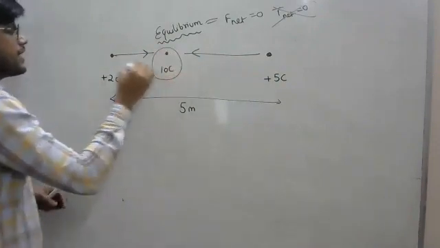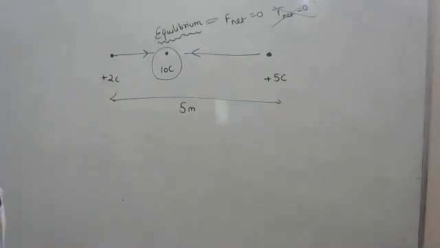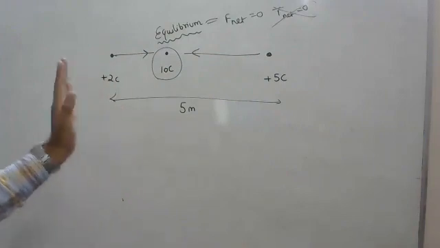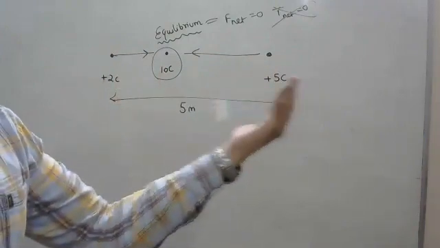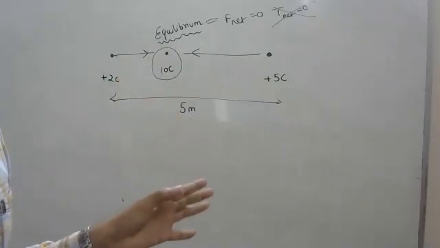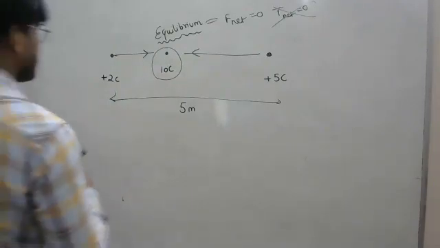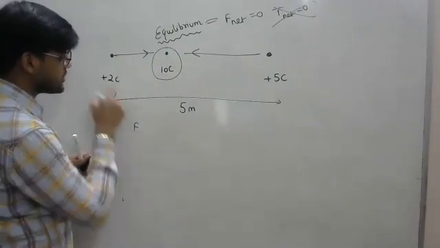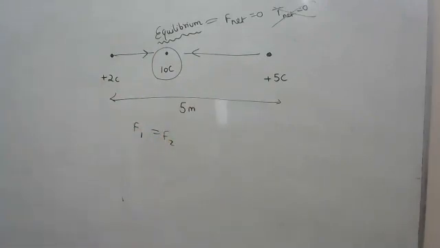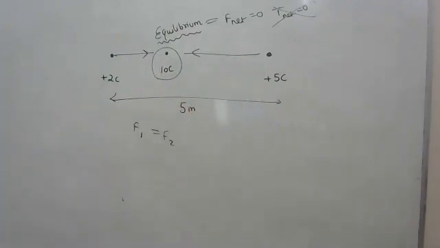आपको इस 10 कूलम की ऐसी पोजीशन फाइंड करनी है between these two charges so that overall the net force becomes 0. 2 कूलम और इनके बीच में जो फोर्स है और इनके बीच में जो फोर्स है अगर वो इक्वल हो जाता है and they are already opposite, so it will cancel out each other and the 10 coulomb will be in equilibrium position, it won't move. So we want force due to this charge and force due to this charge to be equal. The magnitude should be equal. Direction is already opposite, magnitude if it is equal they will cancel out each other.